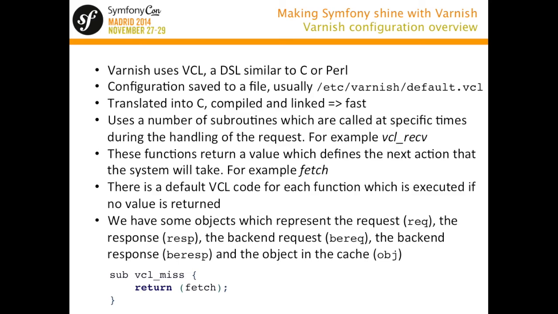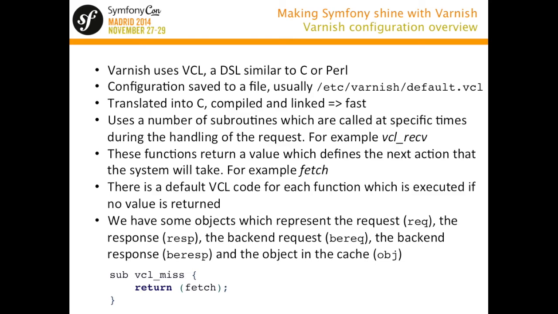Varnish uses VCL, which is a domain-specific language, similar to C or Perl. This configuration is saved to a file, which is usually found in this path here. This file, which has this language, is compiled into C. Then it's linked with the main Varnish worker, which means it's really fast. There's no interpreter, no parameters. Everything is turned into binary code and incorporated into the main thread of the worker. So it's really, really fast.